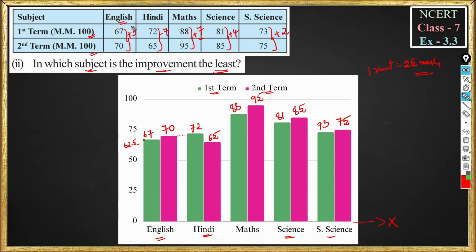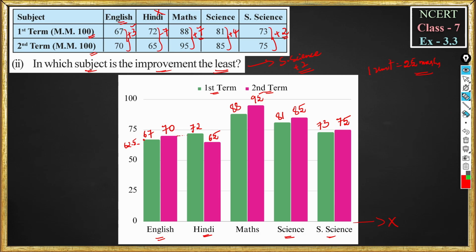In English, the improvement is +3 marks. Whereas in Hindi, there is no improvement, but there is a decrement. But in the question it is asked, in which subject has the student improved the least? So this we cannot take. In maths, +7 improvement, science +4 improvement, whereas in social science, +2 improvement. The least improvement is in social science, that is +2 marks. So the answer for question number 2 is social science.